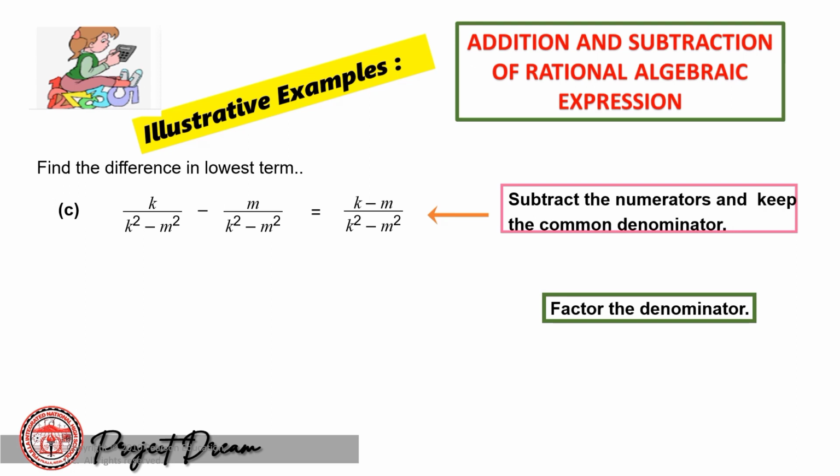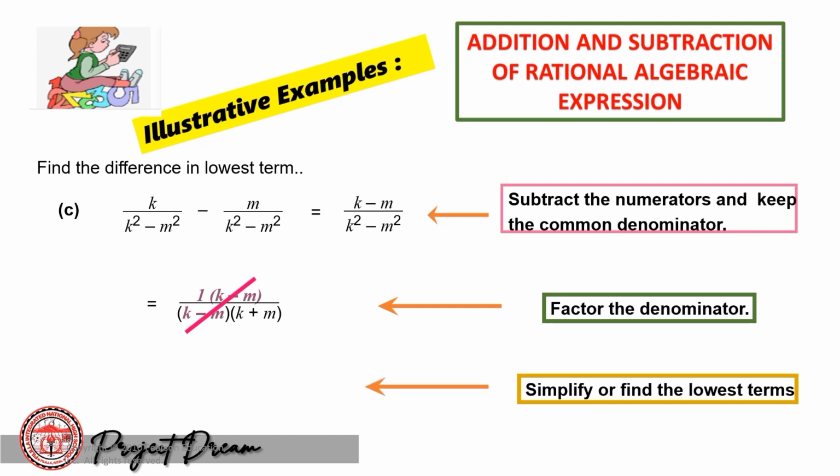Now we need to factor the denominator. Factoring the denominator, we have K minus M times K plus M. Simplify or find the lowest terms. We have now 1 over K plus M because we cancel K minus M, which is the same as 1 times K minus M over K plus M. So cancel them. The answer is 1 over K plus M.